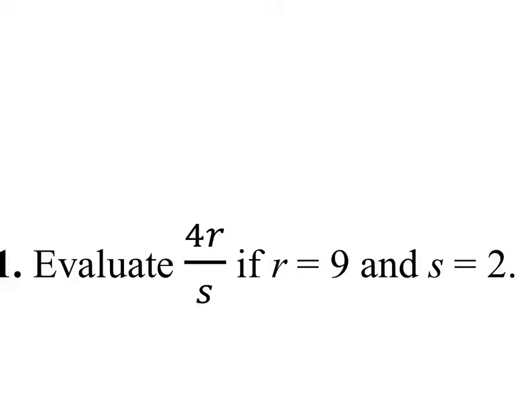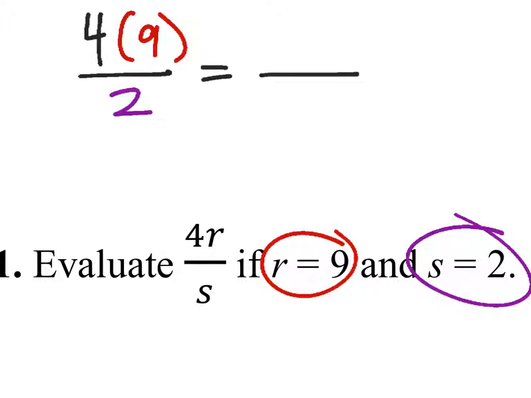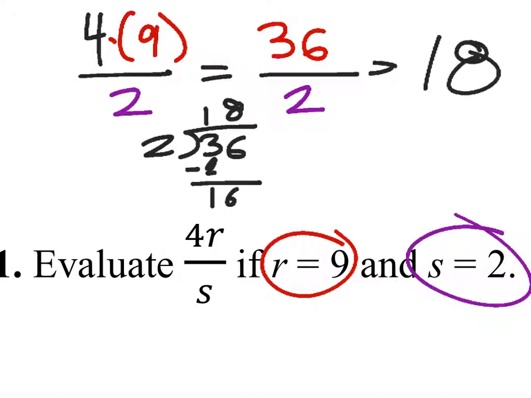All right, on this one, we got 4r times s, over something. r right here is 9. And then the s value is 2. So 4 times 9 divided by 2. And we'll just, by the order of operations, do the numerator first. So 4 times 9, 36, divided by the 2. If you don't have a calculator, you may have to use long division on this one. So 36 divided by 2 goes into 3 once, subtract, and I get 16. 2 goes into 16 exactly 8 times, bam. The answer to this one is 18.